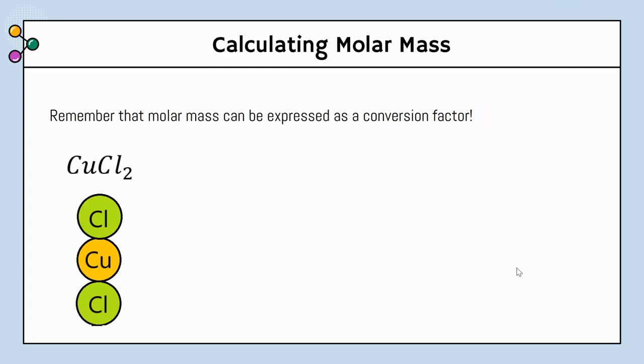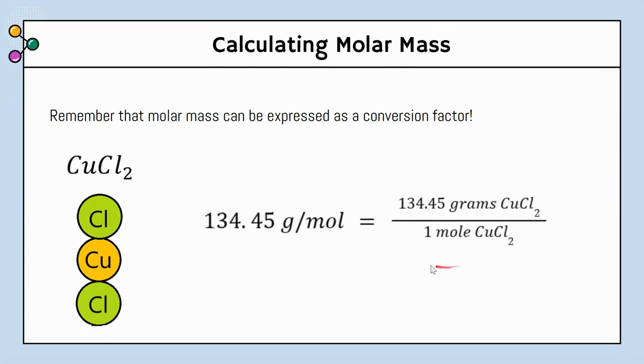Before we move past this molecule, though, remember that molar mass can be expressed as a conversion factor. So instead of writing grams per mole, really what we're saying here is that 134.45 grams of that compound is equal to 1 mole of that compound. So we could represent it, as seen on the right here, as a conversion factor.